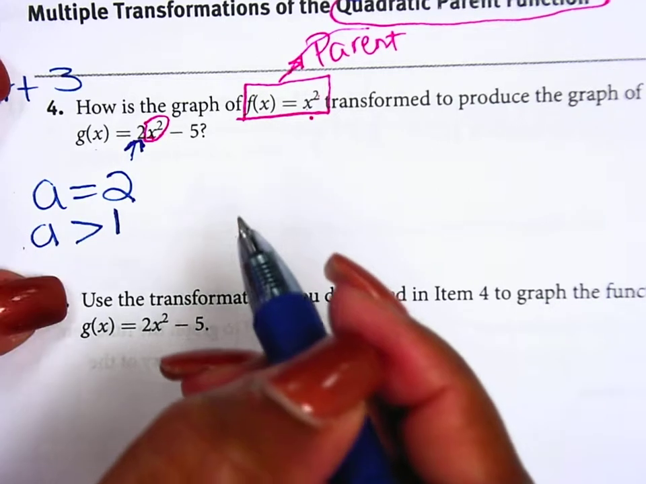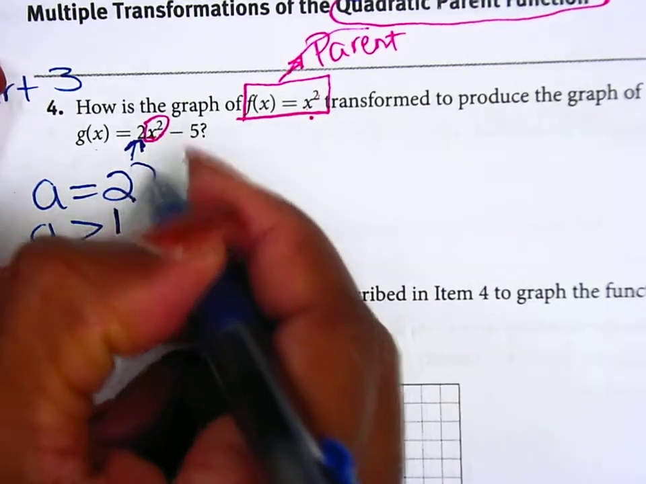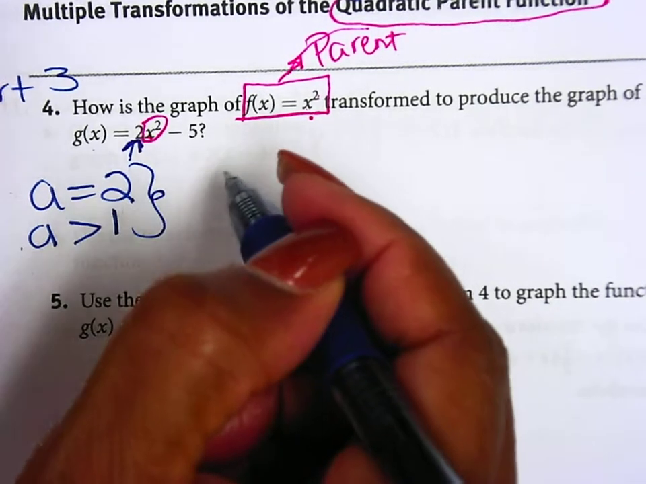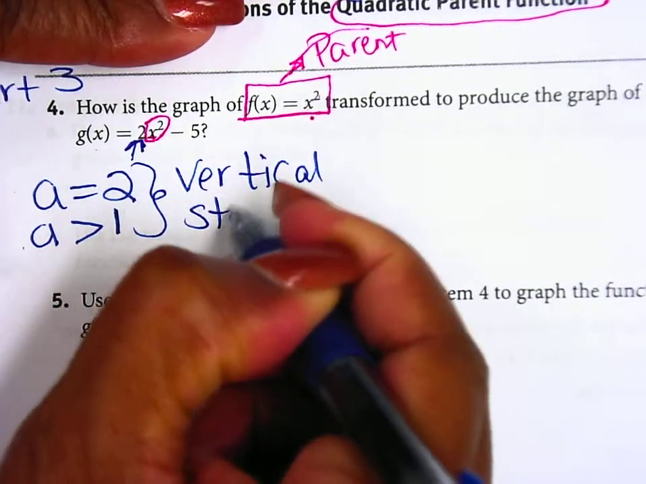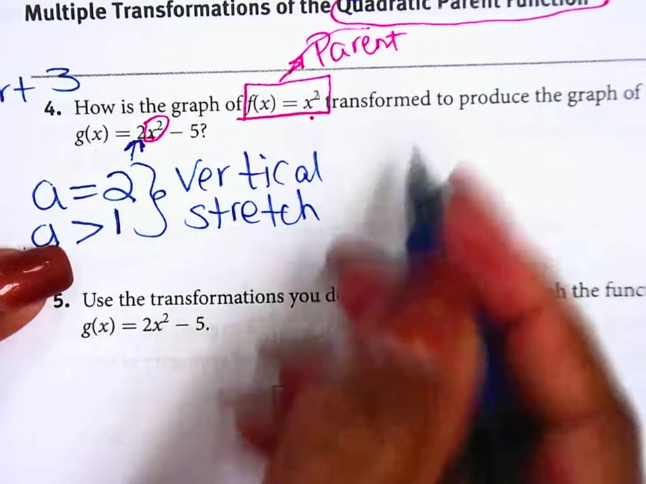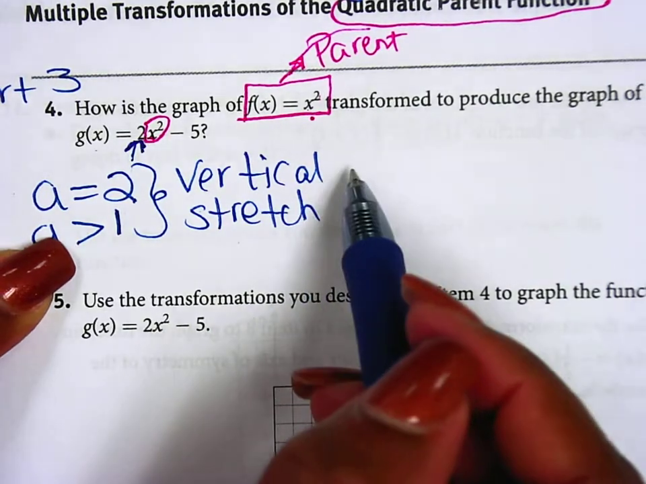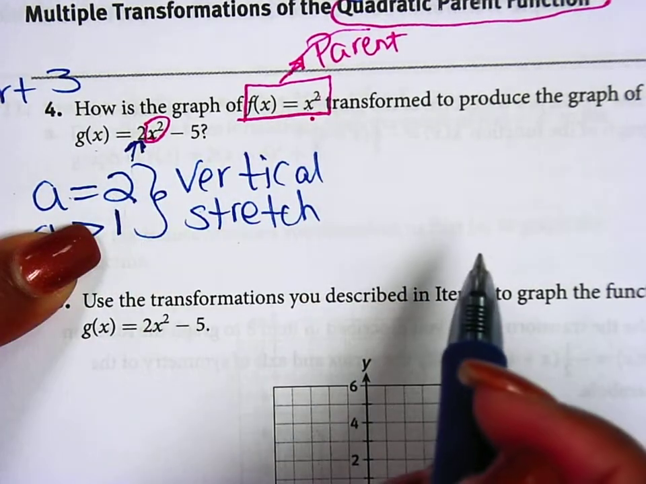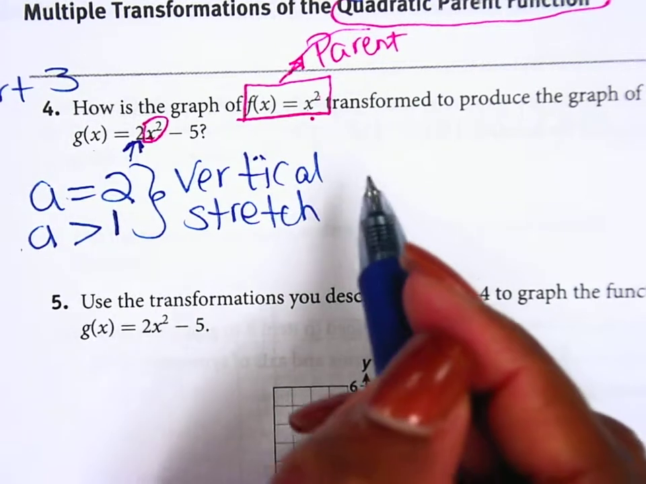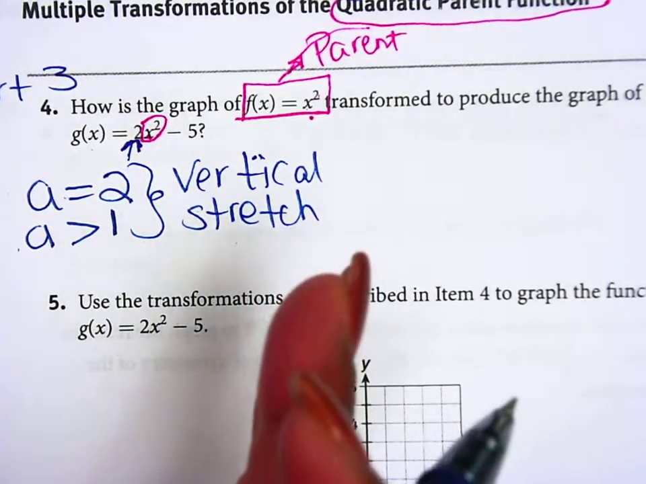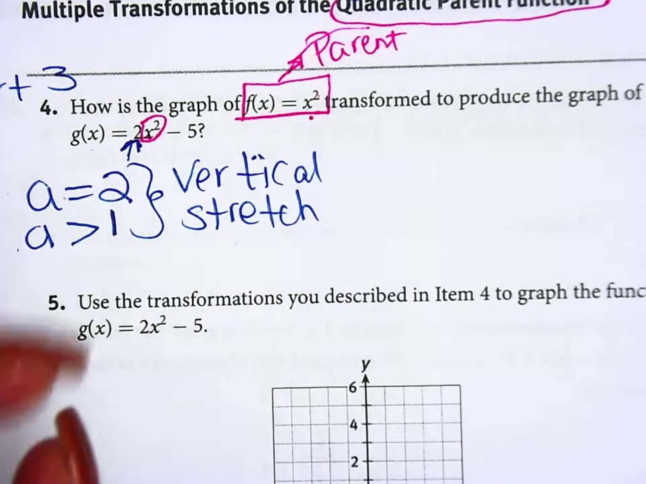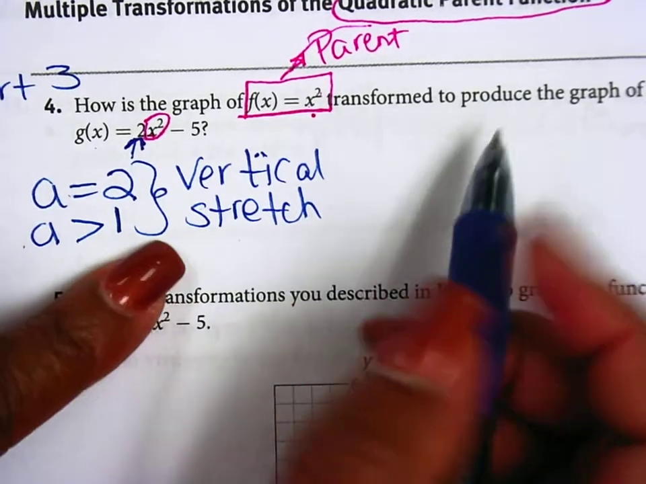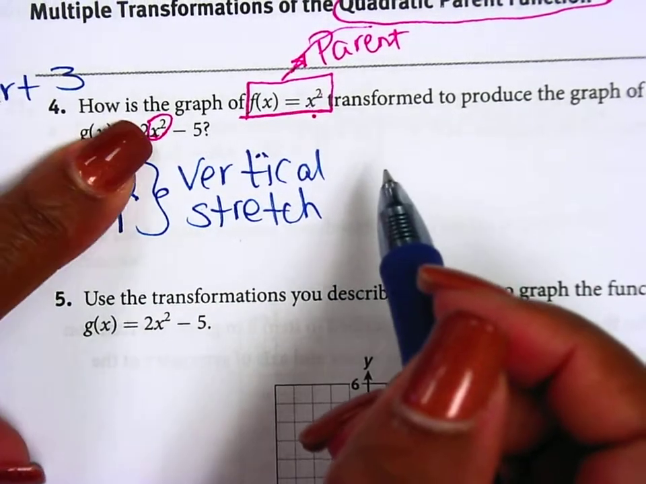When a is greater than 1, this produces a vertical stretch, and the a is 2 in this case. If a was between 0 and 1, then it would be a vertical shrink, a compression. So I noticed that first, that's a vertical stretch.